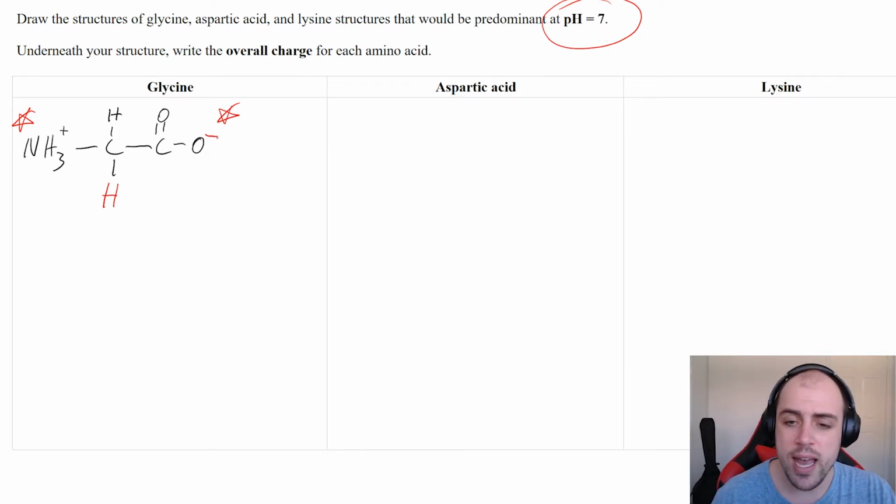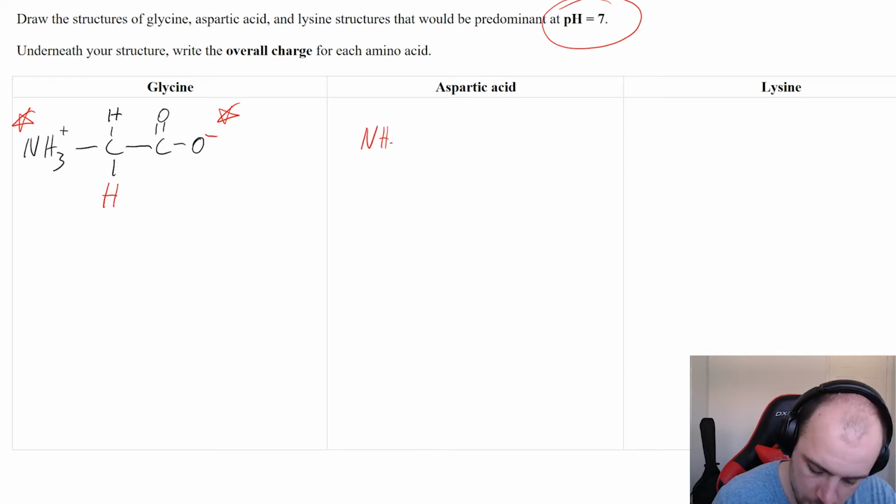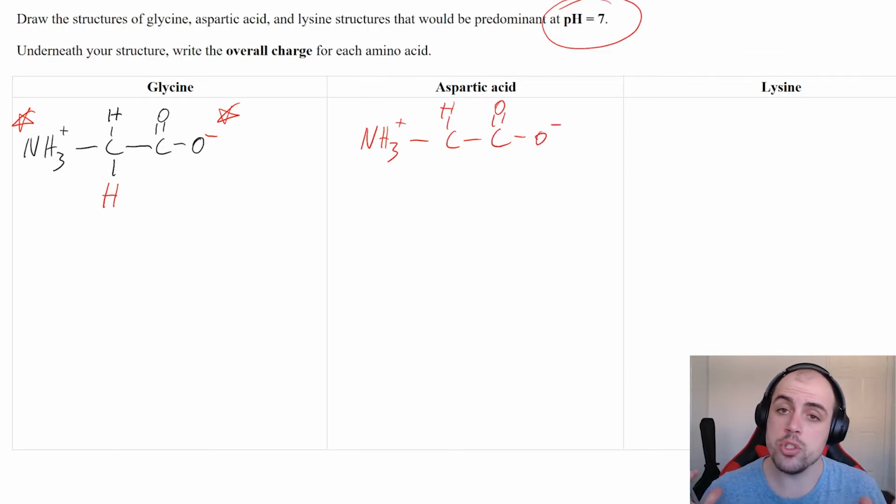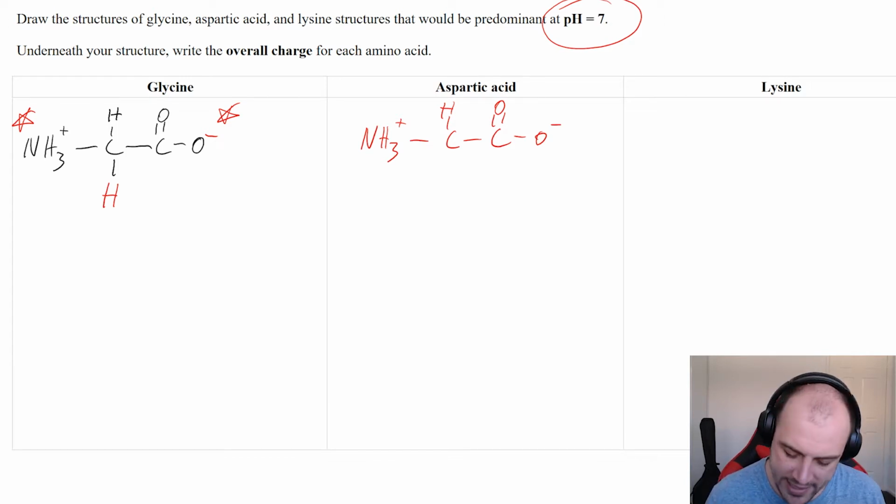Now, let us have a look at aspartic acid or aspartate. So again, we want to draw out our backbone. Once the backbone is all drawn out, we can then add the R group. So with aspartate or aspartic acid, what we are looking at here with that R group is that there is a methyl group and then a carboxylic acid.